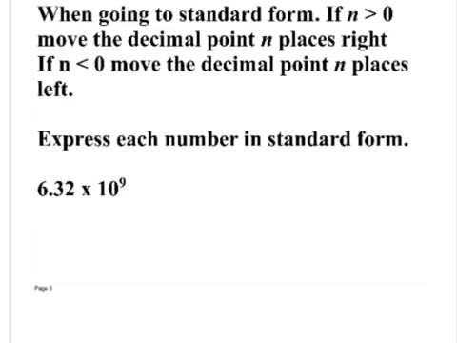Express each number in standard form. You have 6.32 times 10 to the 9th. So I need to write this in standard form just as it would be written with a bunch of zeros. What I do is I just write down the numbers they give me. 632. If you look, I've already moved the decimal place 2 times, right? Because it's positive, I'm moving the decimal place to the right. I've moved it 2 already. I need to go 7 more times because I need to go a total of 9, right? So that means I've got to add 7 zeros.